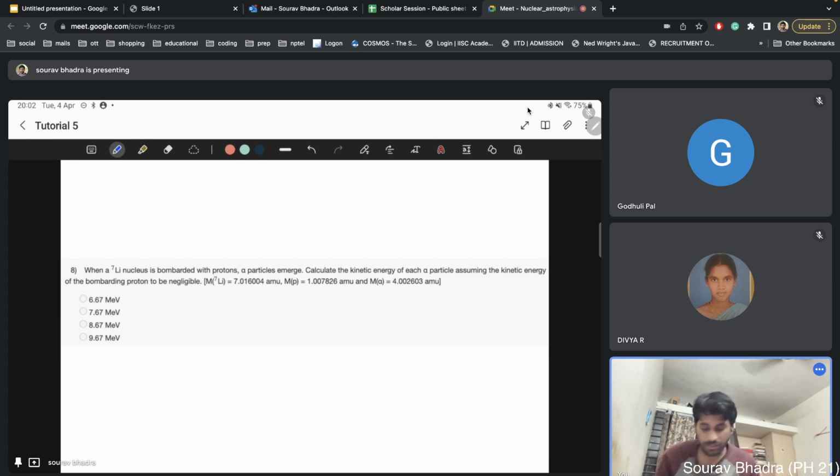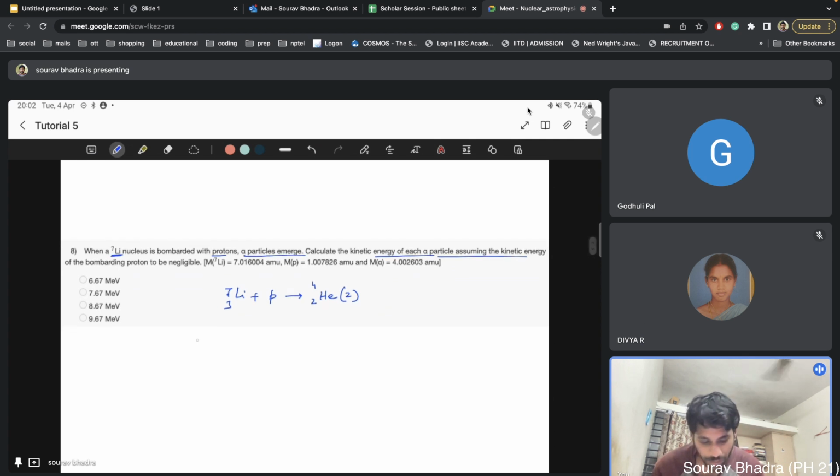So this problem number 8: the 7Li nucleus is bombarded with protons, and that will create alpha particles. It will create 2 alpha particles, 2 He4, and you have to calculate the kinetic energy of each of the alpha particles.